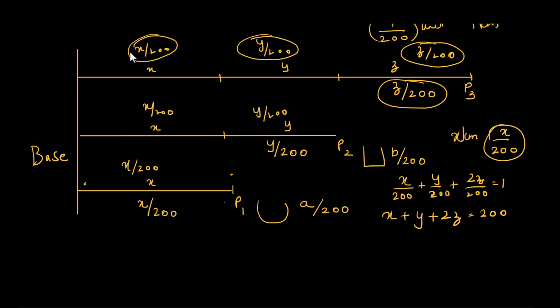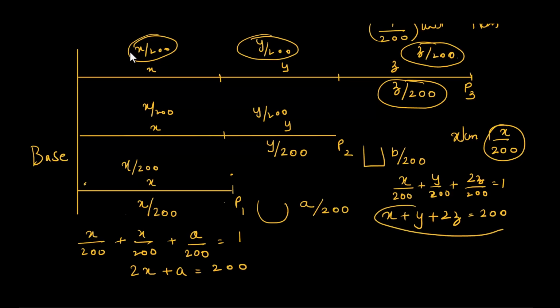Now let's look at the second one, or let's come back to the first situation here. Can I say X by 200 plus X by 200 plus the amount of fuel left at P1, all this will account to 1 unit of fuel? And further, can I simply say 2X plus A as equal to 200? Remember, I'm making certain equations here. So this is going to be my first equation, and that's my second equation.